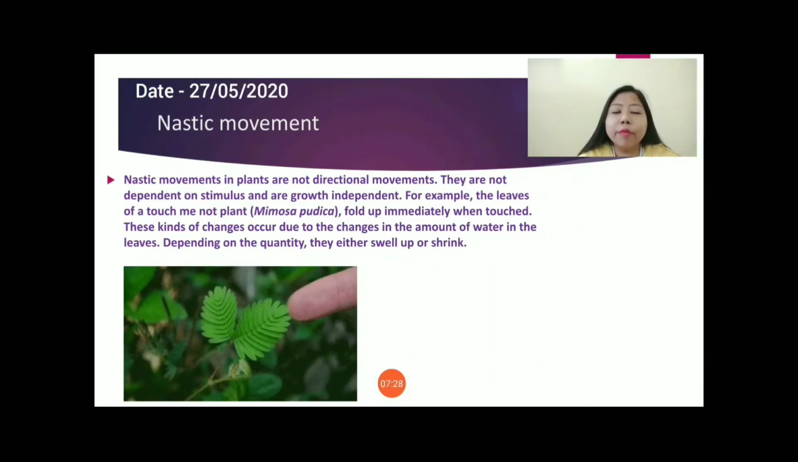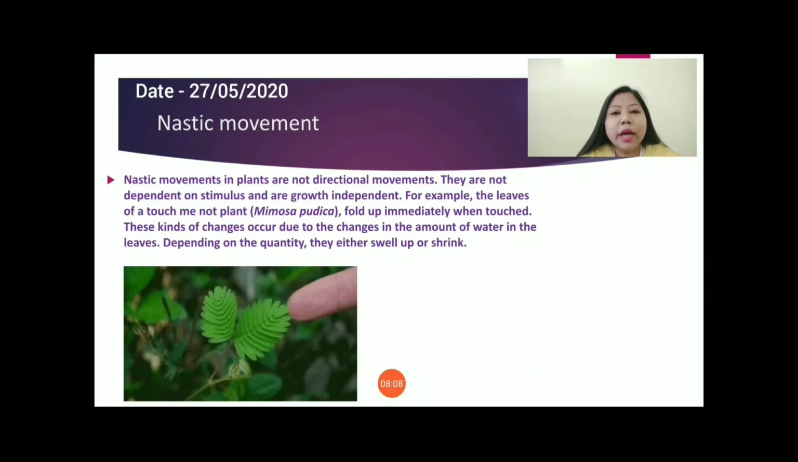So the next type of movement apart from tropic movement which takes place in the plant is the nastic movement. Nastic movement is growth independent movement. It does not take place due to the growth of the plant. Of course, here also a stimulus is required, and the stimulus is touch. I have already said that when you touch the leaves of the mimosa plant, it will fold up and it will droop. But why does this happen? It does not happen due to the growth of the leaves. It is a growth independent movement.